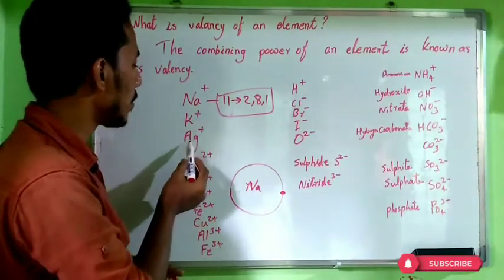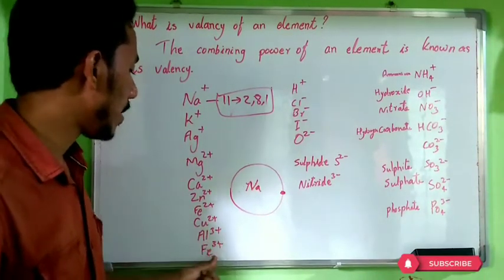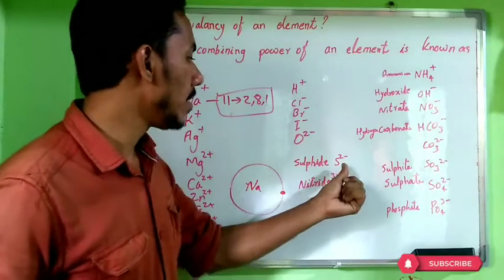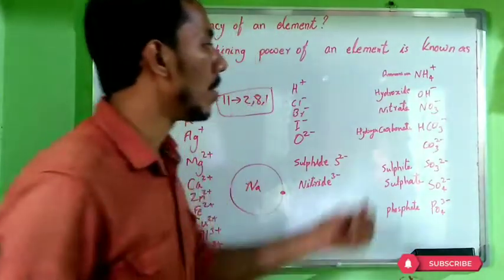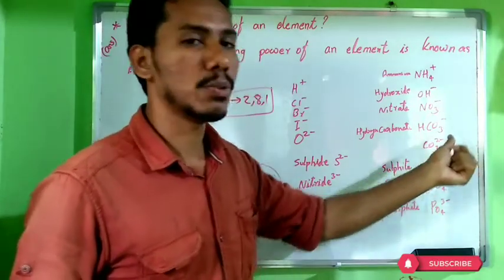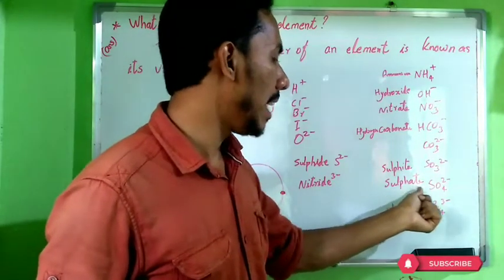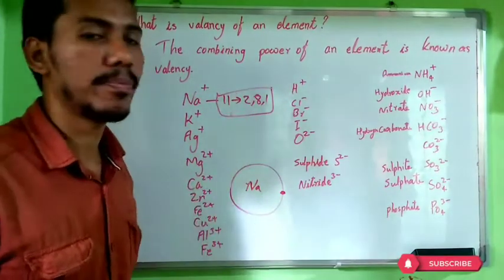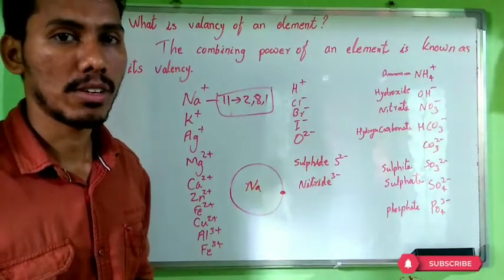Na+, Ag+, Mg2+, Ca2+, Zn2+, Fe2+, Cu2+, Al3+, Fe3+, H+, Cl-, Br-, I-, sulfide S2-, nitride N3-, ammonium NH4+, hydroxide OH-, nitrate NO3-, hydrogen carbonate HCO3-, carbonate CO3 2-, sulfite SO3 2-, sulfate SO4 2-, then phosphate PO4 3-. This table should be studied. It will help you to write the chemical formulas of compounds. Okay, so study it.